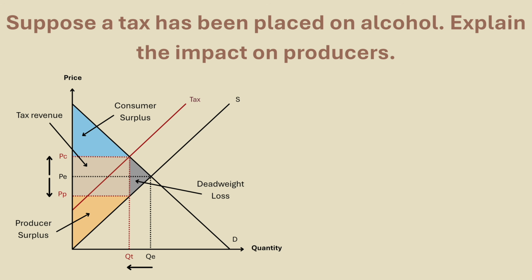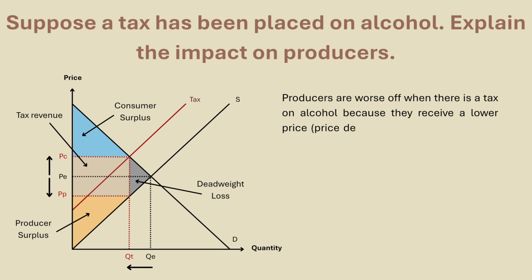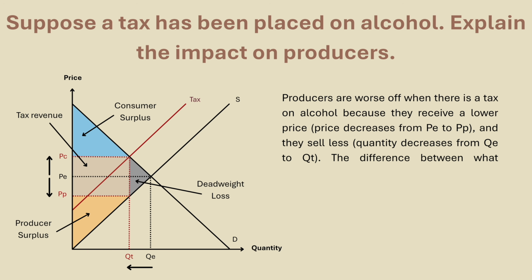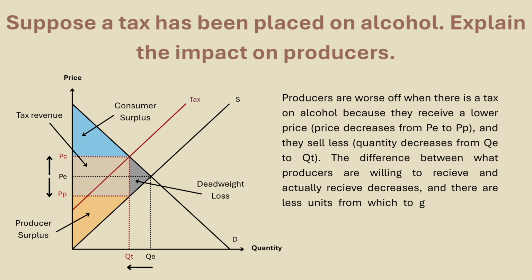Suppose a tax has been placed on alcohol. Explain the impact on producers. Producers are worse off when there is a tax on alcohol because they receive a lower price. Price decreases from PE to PP, and they sell less. Quantity decreases from QE to QT. So the difference between what producers are willing to receive and actually receive decreases, and there are less units from which to gain a surplus. Hence, producer surplus decreases.